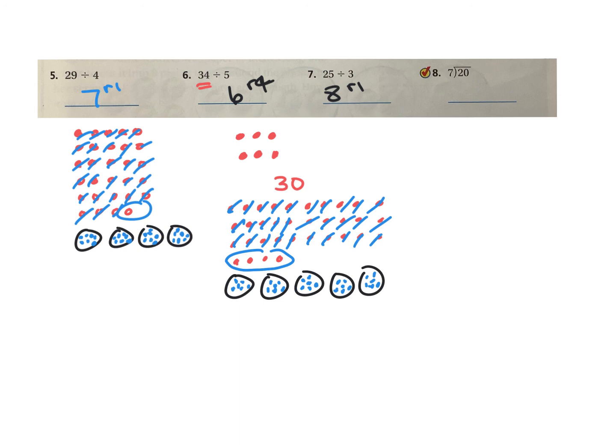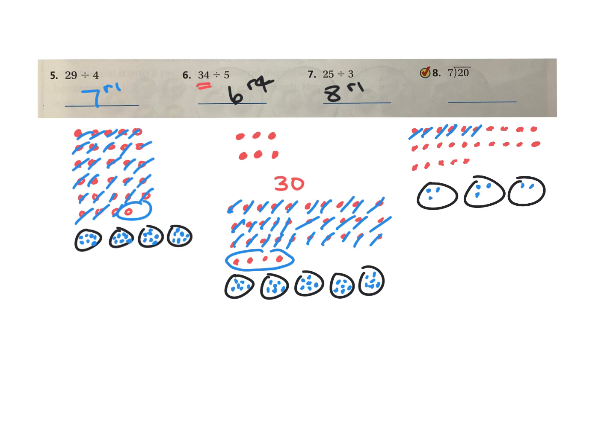Okay, now let's do it with a model so that our brains are making those connections. I'm starting with 25 and splitting it into 3 equal groups. And here I go, 1, 2, 3, 1, 2, 3, 4, 5, 6, 7, 8, 9, 10, 11, 12, 13, 14, 15, 16, 17, 18, 19, 20, 21, 22, 23, 24, and 1 left over. How many are in there? 1, 2, 3, 4, 5, 6, 7, 8. Everyone gets 8. There's a remainder of 1 left. And 8, 3 times over, gives us 24, right? 24 with 1 left over, 25.